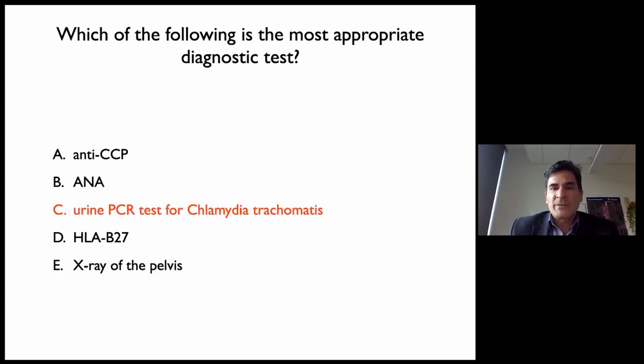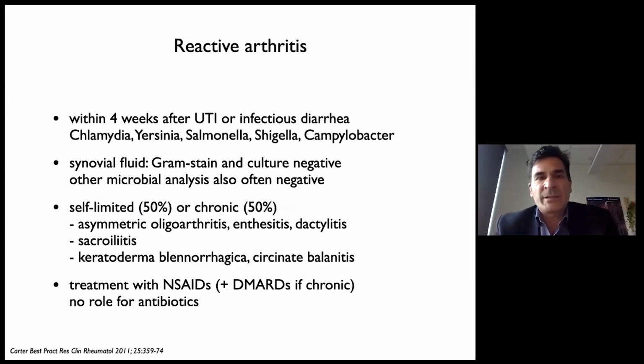Based on the clinical vignette, the working diagnosis for this patient should be reactive arthritis. Reactive arthritis is a type of spondyloarthritis that begins acutely within 4 weeks after a urinary tract infection or episode of infectious diarrhea. And the microorganisms associated with reactive arthritis are chlamydia, Yersinia, Salmonella, Shigella, and Campylobacter.